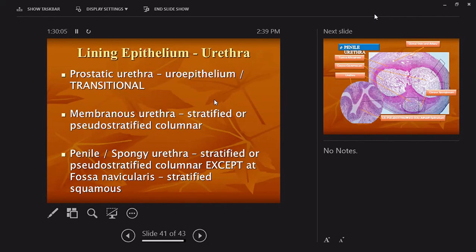O kaya medyo makapal doon kasi stratified. There's no one lining only. This is stratified, no? Okay, squamous. Take note of this, please.